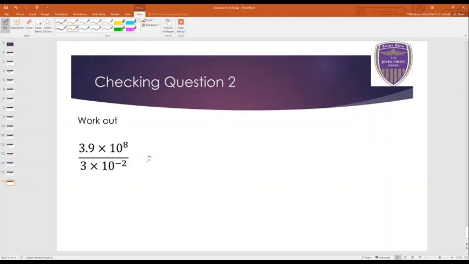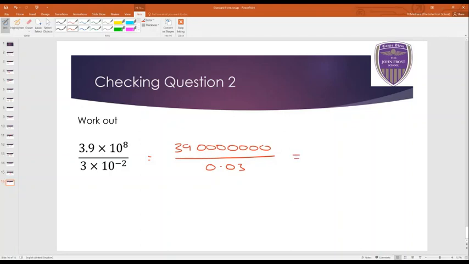Okay, welcome back then. So we're still going to write them in normal form. So the top one would be 3, 9, and then 1, 2, 3, 4, 5, 6, 7 zeros. And the bottom is a negative power, so that's going to make it a small number, isn't it? So that should be 0.03.